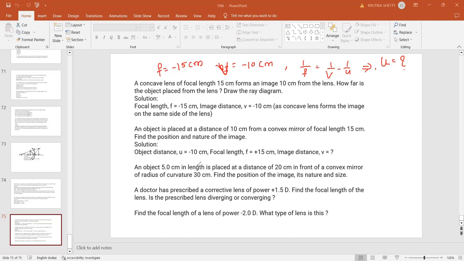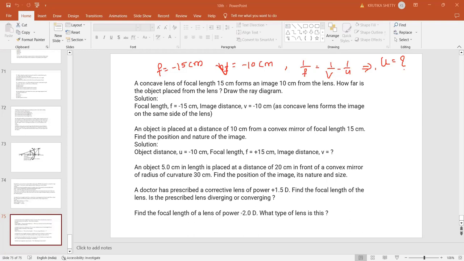Then the next question, a doctor has prescribed a corrective lens of power 1.5 diopter. Find the focal length and whether it is a converging lens or a diverging lens. We know that focal length and power are reciprocal. If you simplify this, the answer will come in plus, so it is a converging lens.